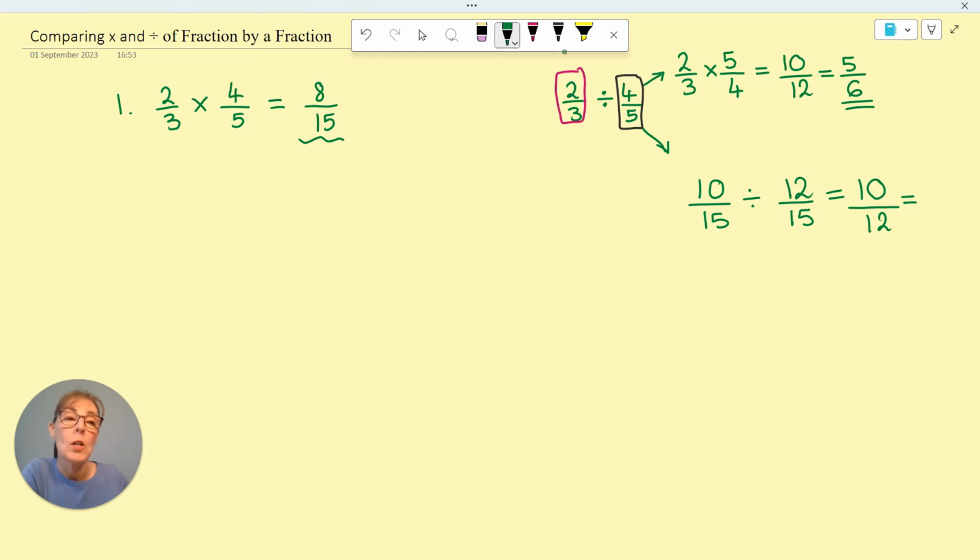Both of them are multiples of 2. So how many 2's fit into 10? 5. How many 2's fit into 12? 6. You have the same fraction.